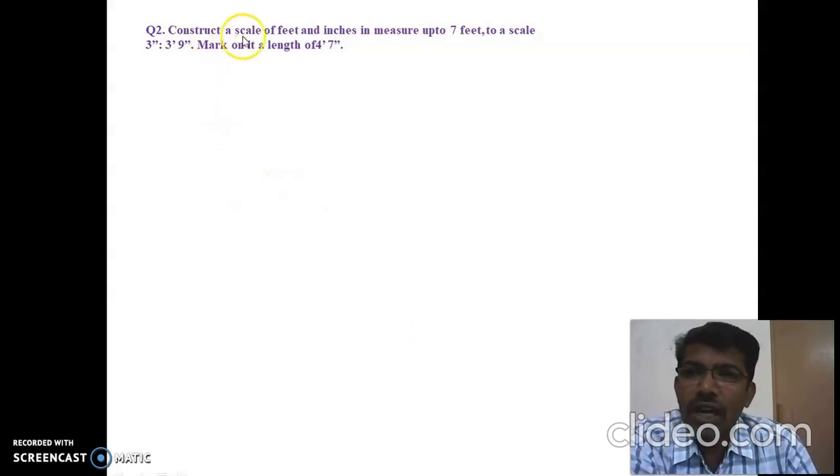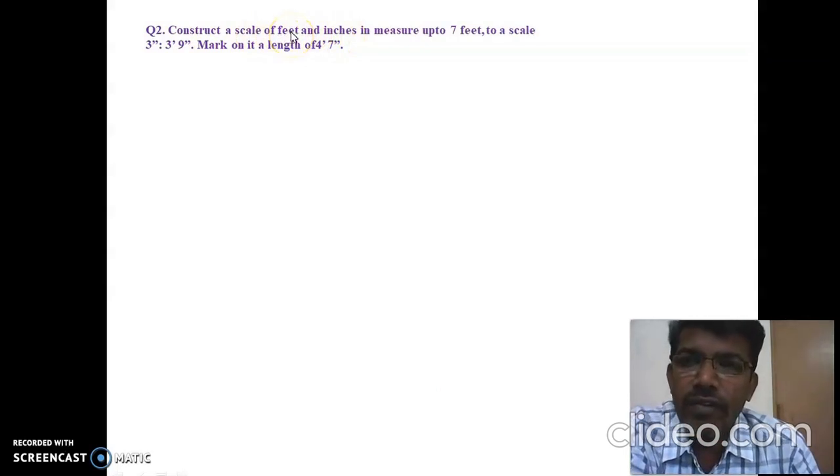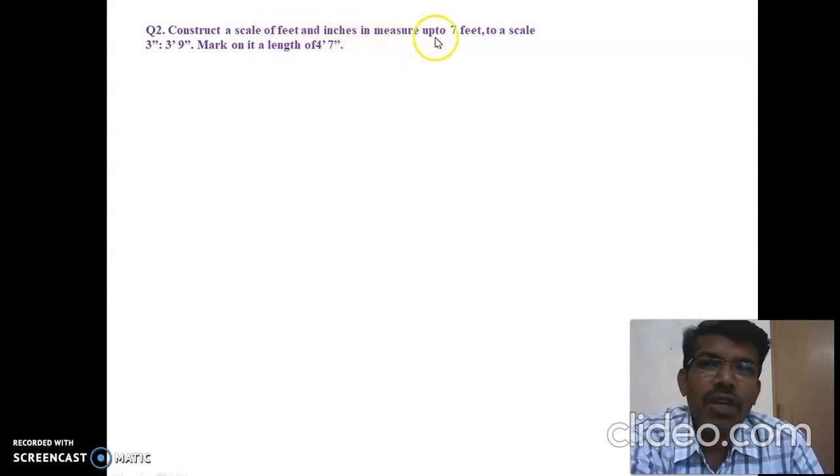Construct a scale of feet and inches. Feet, you all know, is nothing but 12 inches, and this is a division and this is a subdivision. The scale should measure up to 7 feet, so this is the longest or maximum length. The scale is 3 inches to 3.9 inches.